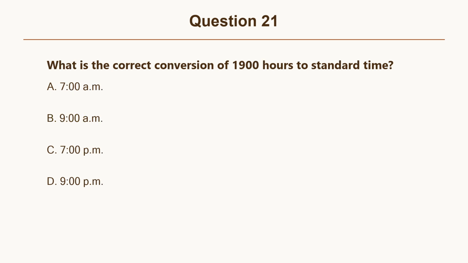Question 21. What is the correct conversion of 1900 hours to standard time? Option A, 7:00 a.m. Option B, 9:00 a.m. Option C, 7:00 p.m. Option D, 9:00 p.m. The correct answer is option C, 7:00 p.m.